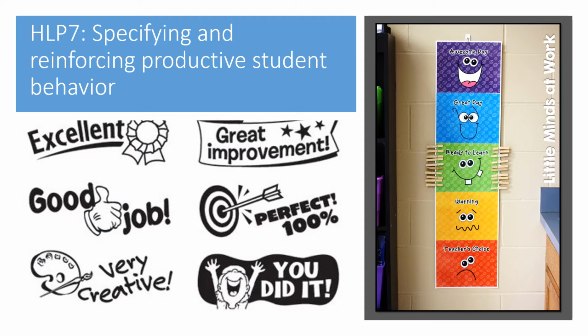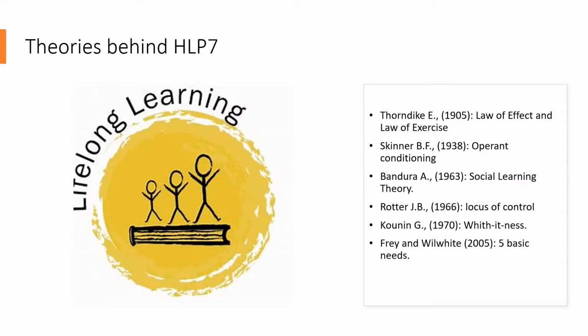Reinforcing rules and inhibiting poor behavior by consistently supporting, rewarding, and celebrating positive behavior is more effective than criticizing and fault-finding students who display unwanted behavior. Rewarding positive behavior sends a message to students that the teacher gives attention to good behavior, which discourages attention seekers from misbehaving. The theories behind LHP 7: Law of Effect and Exercise, Thorndike; Skinner, Operant Conditioning; Bandura, Social Learning Theory; Rotter, Locus of Control; Koenig, Vividness; and William Glasser, 5 Basic Needs.